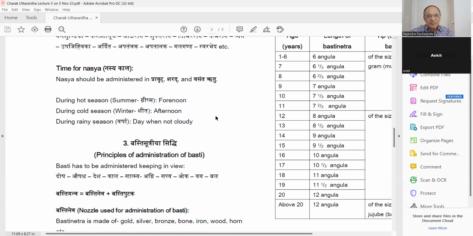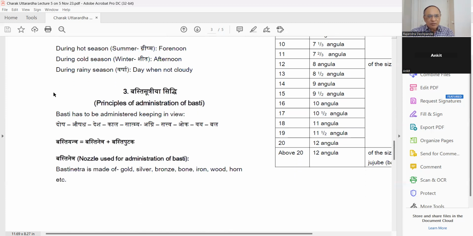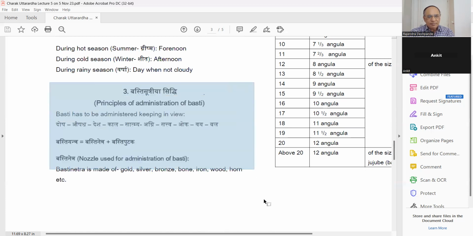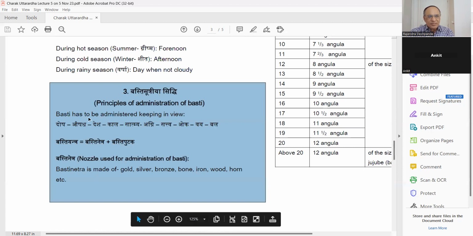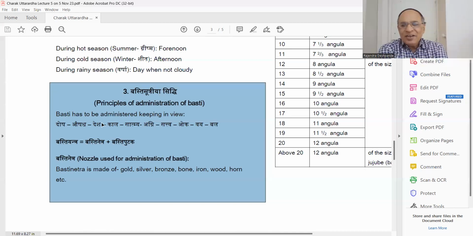We will go further. Basti Sutriya Siddhi, that we are going to discuss, the administration of the Basti, medicated enema, per rectal. Basti has to be administered keeping in view which type of dosha is there, dosha prakop, which type of medicines the doctor is using, desha, in which area, anupa, jangala, sadharana desh. Whenever there is heavy rain, that is called anupa. And whenever it is dry, that is called jangala area.